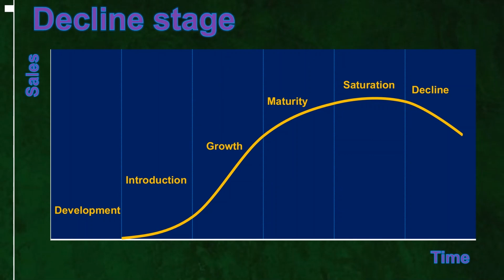Maturity: sales now only increase slowly and profits are at their highest. Saturation: sales stabilize at their highest point and profits start to fall. Decline: sales of the product become so low that the product becomes unprofitable.